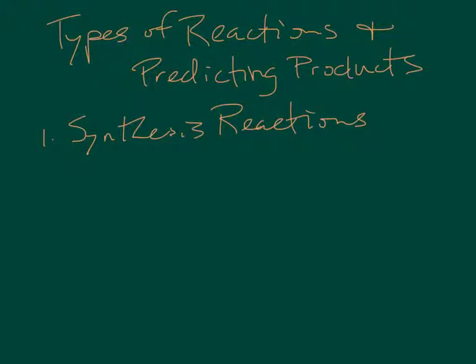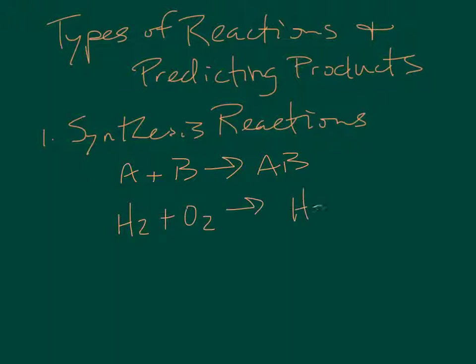So this is a reaction where you're taking two elements and making a compound. All right, so the generalized way we would write this would look like this. You have element A plus element B is going to yield compound AB. All right, super simple. An example might be hydrogen gas plus oxygen gas is going to yield water.